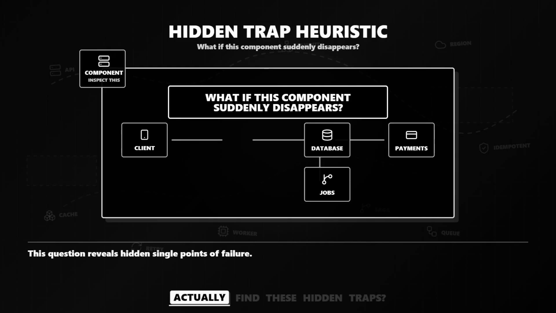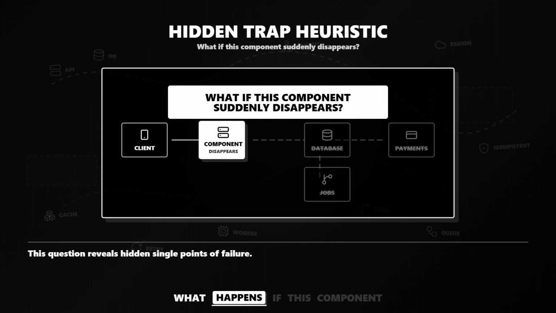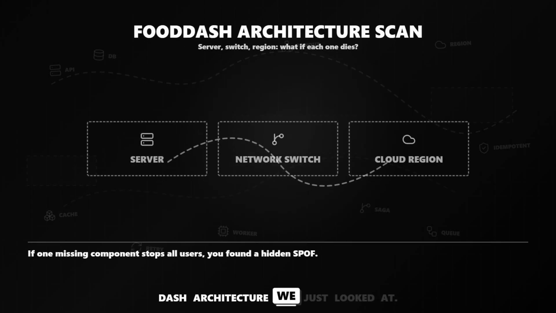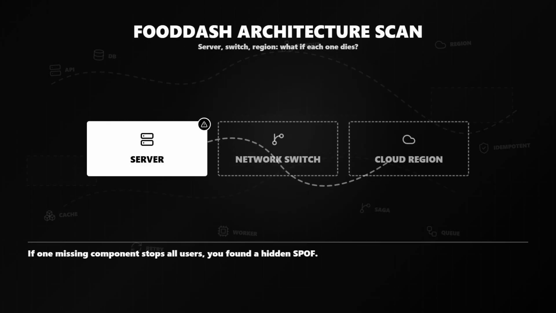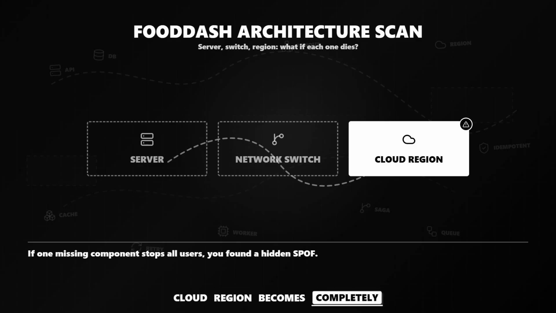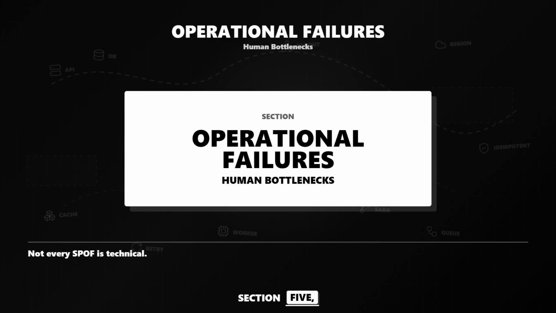So how do engineers actually find these hidden traps? Well, we use a very specific, vital engineering heuristic. You have to look at your architecture diagrams and relentlessly ask, what happens if this component suddenly disappears? Take every piece of that FoodDash architecture we just looked at. What if this particular server dies? What if this central network switch loses power? What if this specific cloud region becomes completely unavailable? If the answer to any of those is the entire system stops serving users, then bingo, you've successfully identified a hidden SPOF.